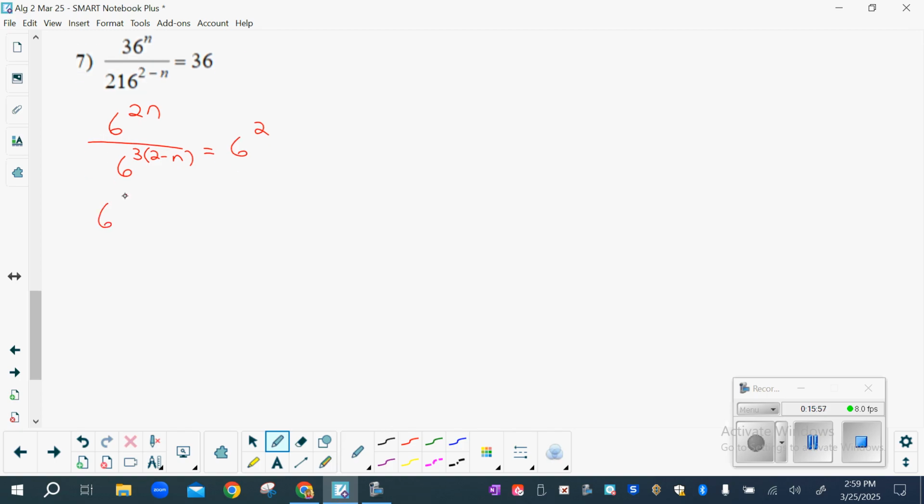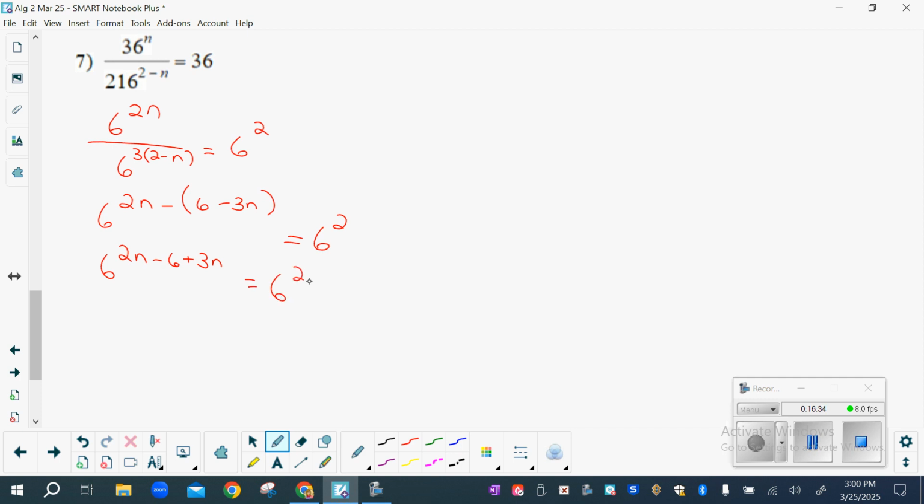So we're going to take 6 to the 2n minus, if I distribute this, it becomes 6 minus 3n. I have to subtract all of it, so I'm putting it in parentheses. Again, I distributed the 3 times 2 to get 6, 3 times negative n to get negative 3n. And I'm subtracting because I'm dividing. That's the rule when you divide. Follow me so far? So I have 6 to the 2n minus 6 plus 3n equals 6 squared.